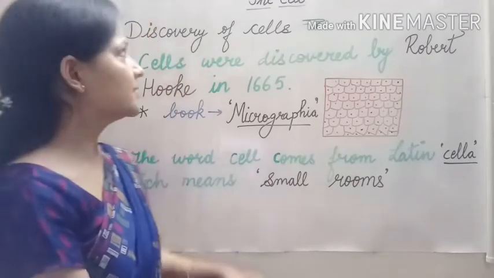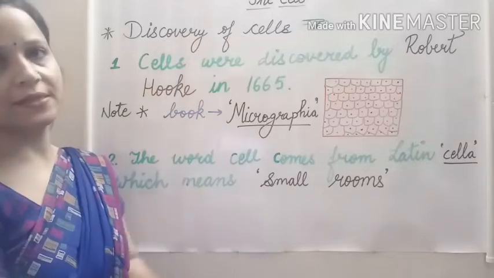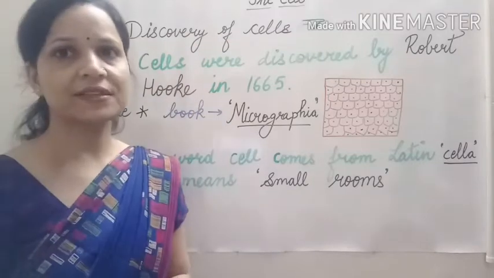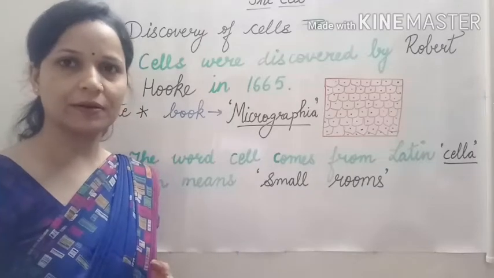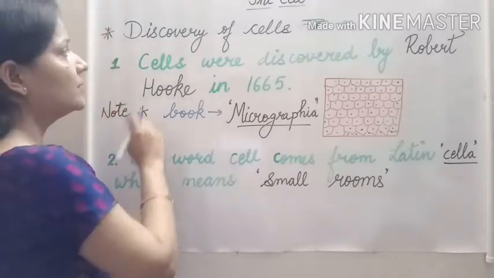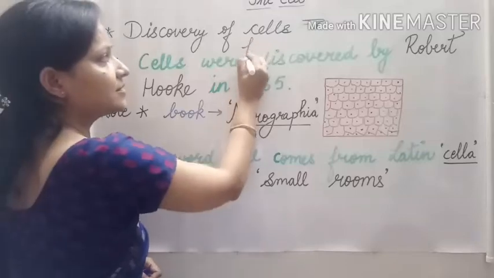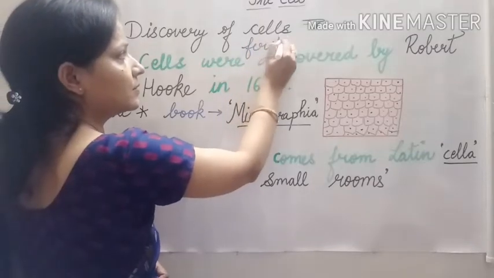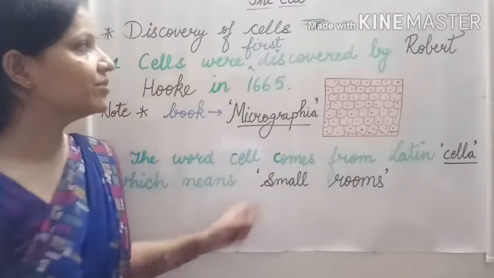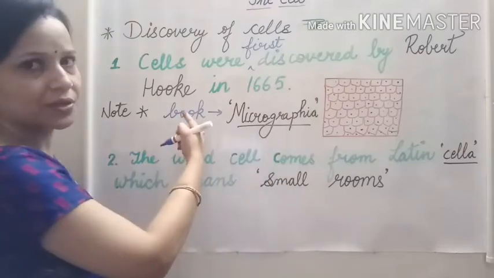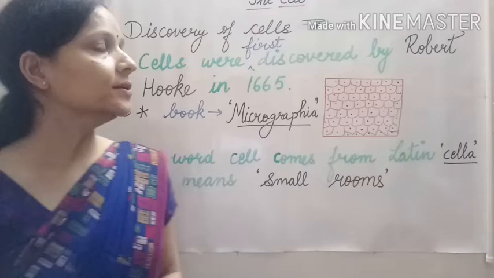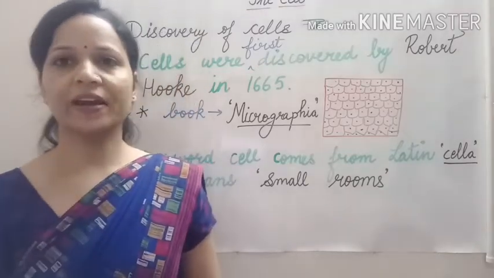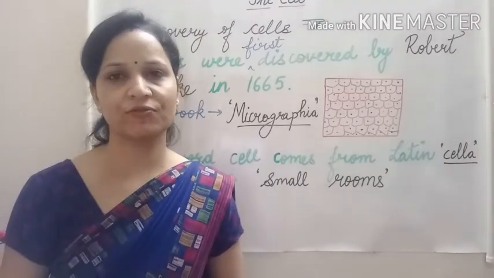Now we will discuss discovery of cells. So the question arises, who first identified cells and when? Yes, cells were first discovered by Robert Hooke in 1665. Okay, cells were discovered by Robert Hooke in 1665.